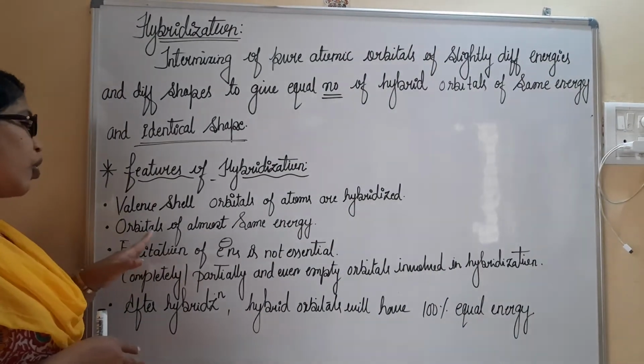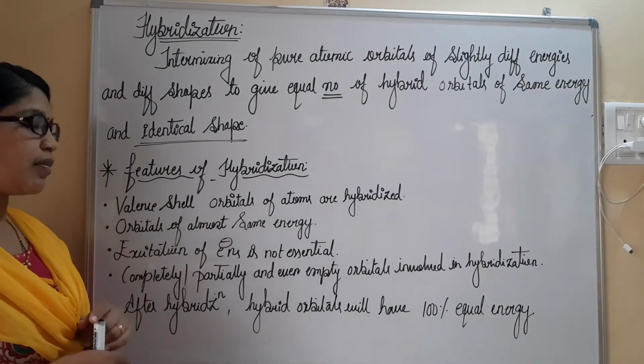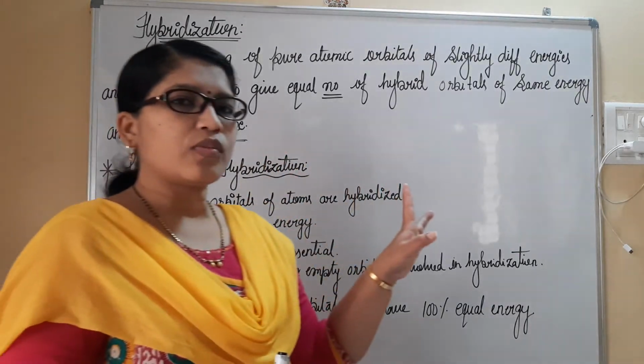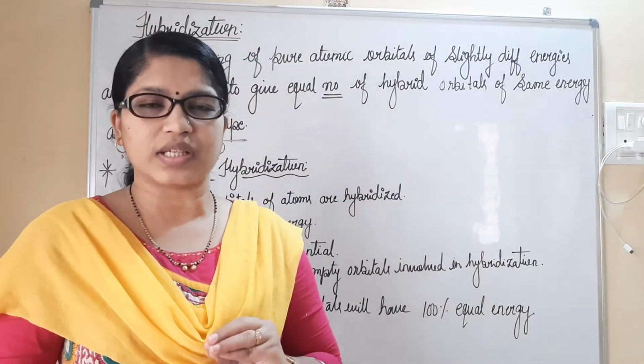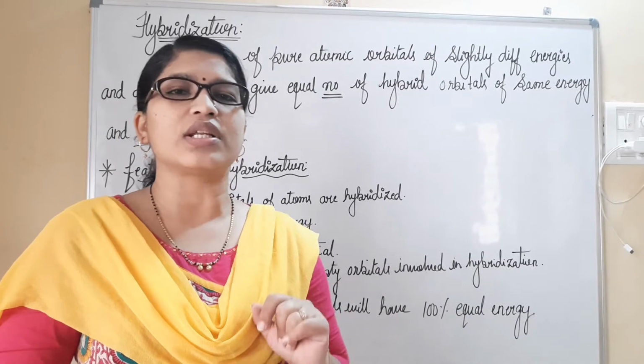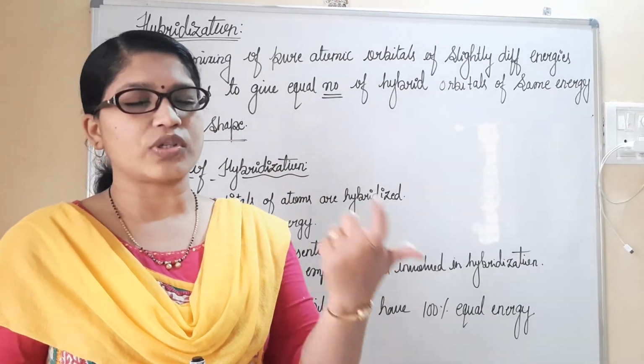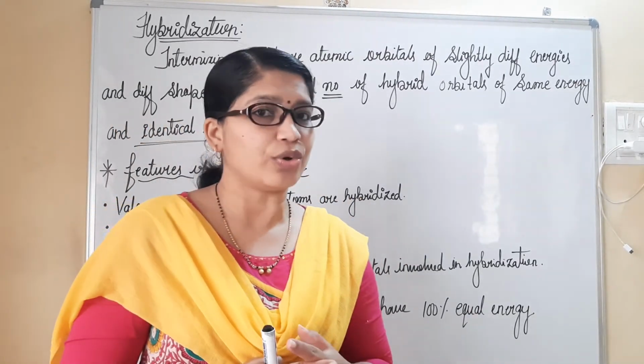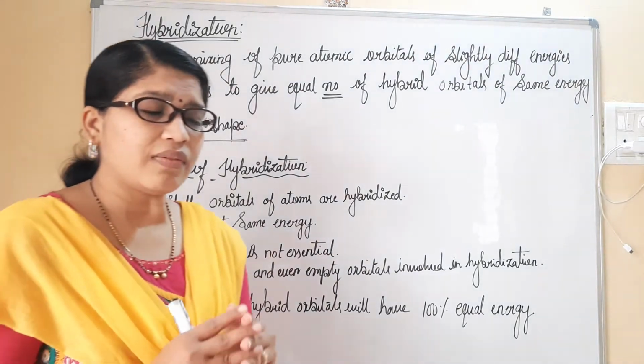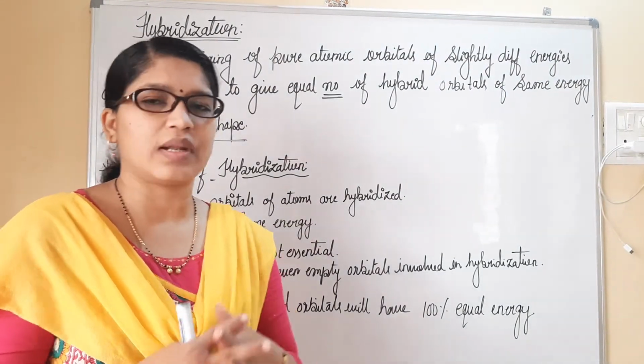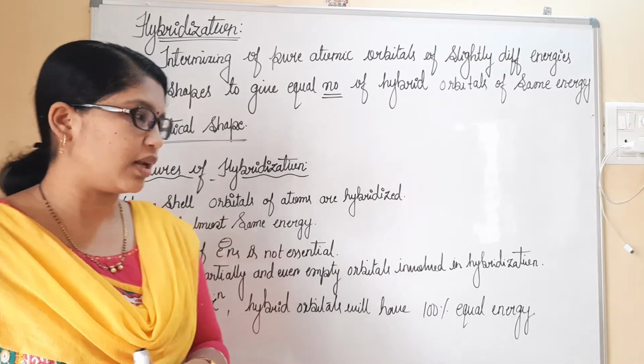Then we have orbitals of almost the same energy. Before intermixing there will be a slight difference in energy, but they have almost the same energy. That means positive phases combine with each other to form the bond. They will have the same extent of energy, maximum energy, almost the same.